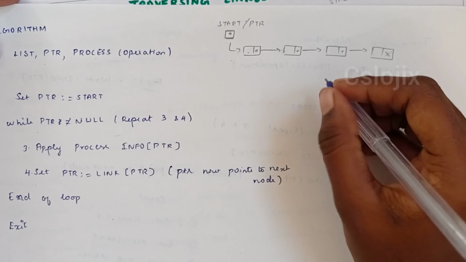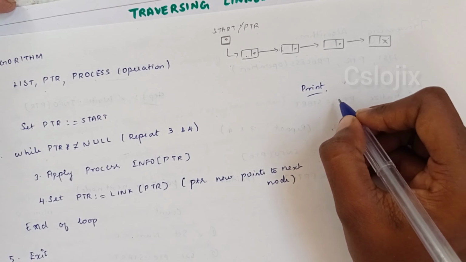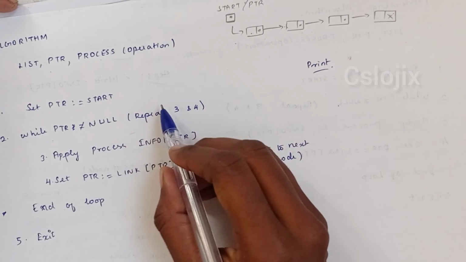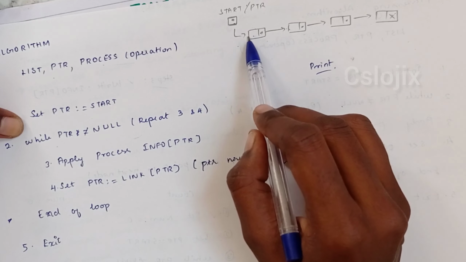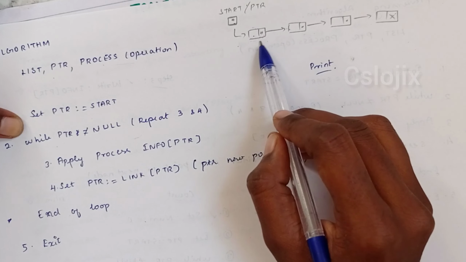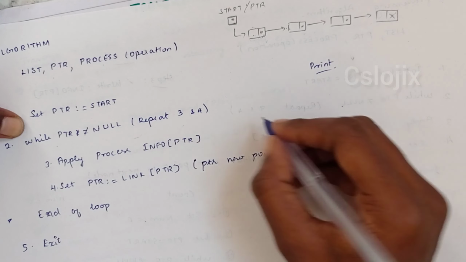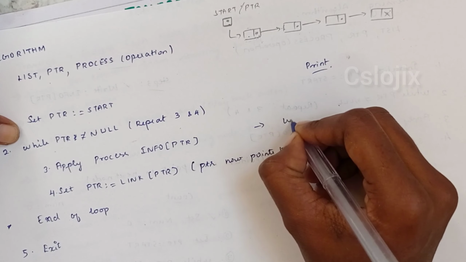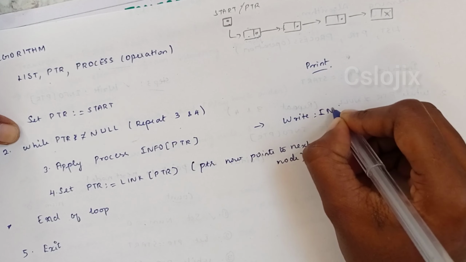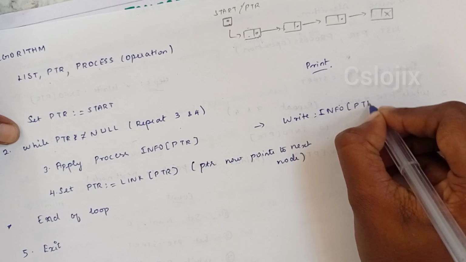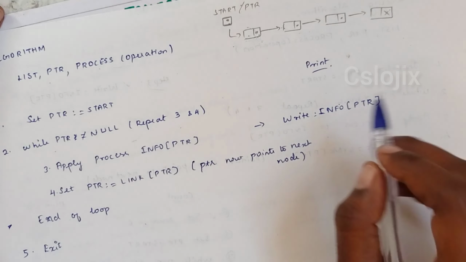So we can see a simple example of how to print all the nodes in the linked list. There is only one change, because as we know we are going to start with this and print this, and again it will update to the link. So we are going to change only one line, the third step. We are going to write it as write info of pointer. So this is a simple step.